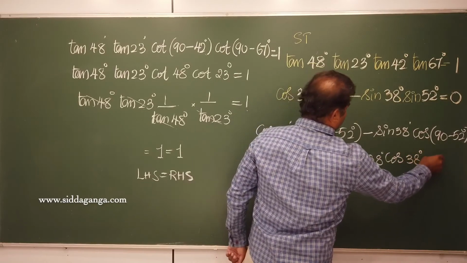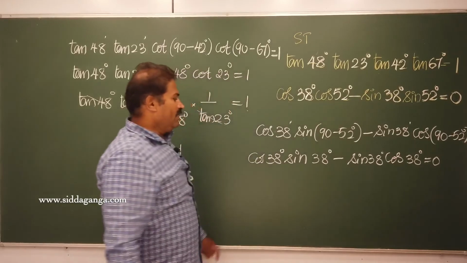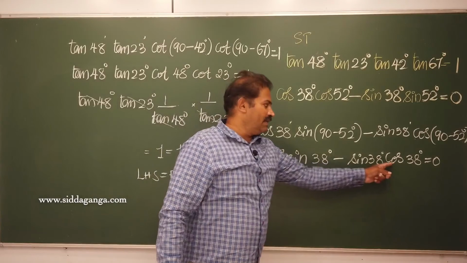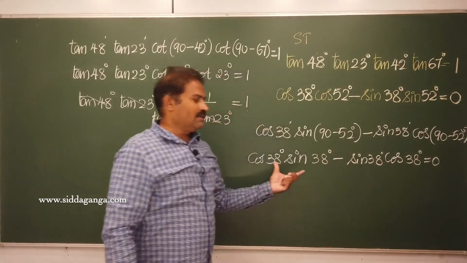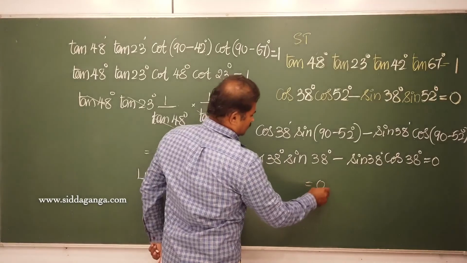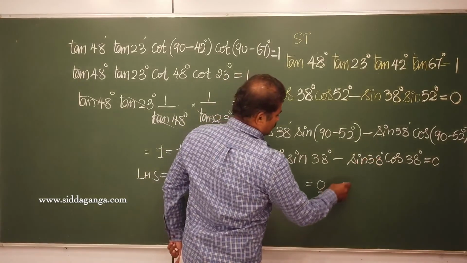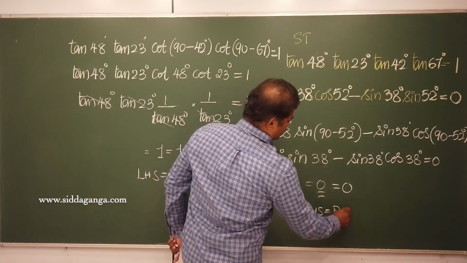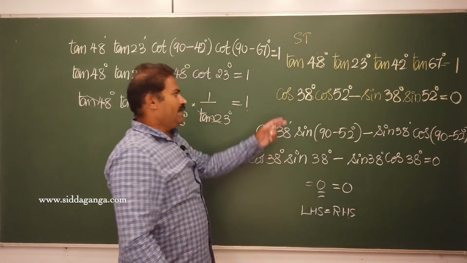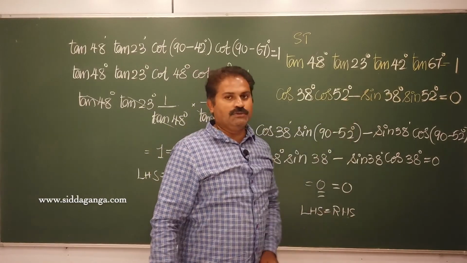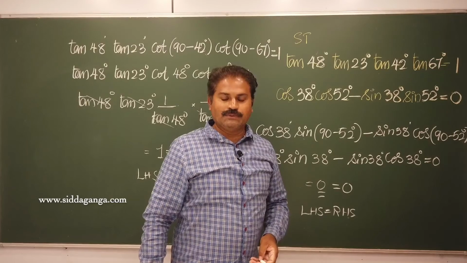So that you need to prove as 0. Now we can see that you have cos 38 sine 38 and here also you have cos 38 sine 38. These two are one and the same values. So when you subtract the same values, then you will get 0. So 0 is equal to 0 and LHS is equal to RHS. So that means cos 38 into cos 52 minus sine 38 into sine 52 is equal to 0.